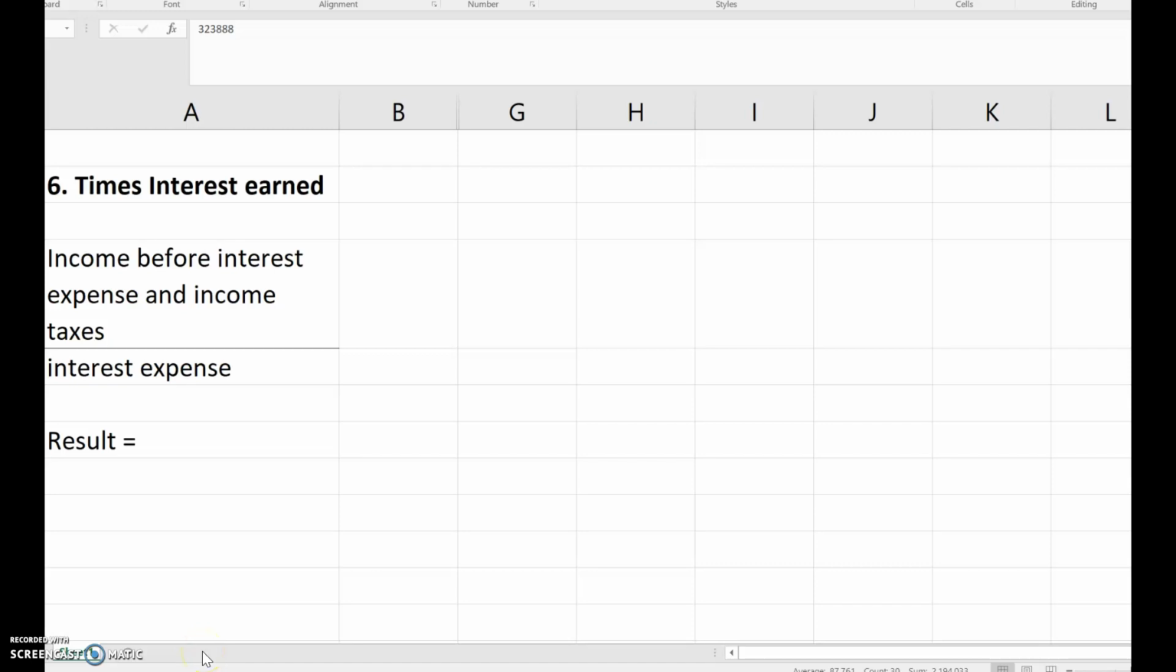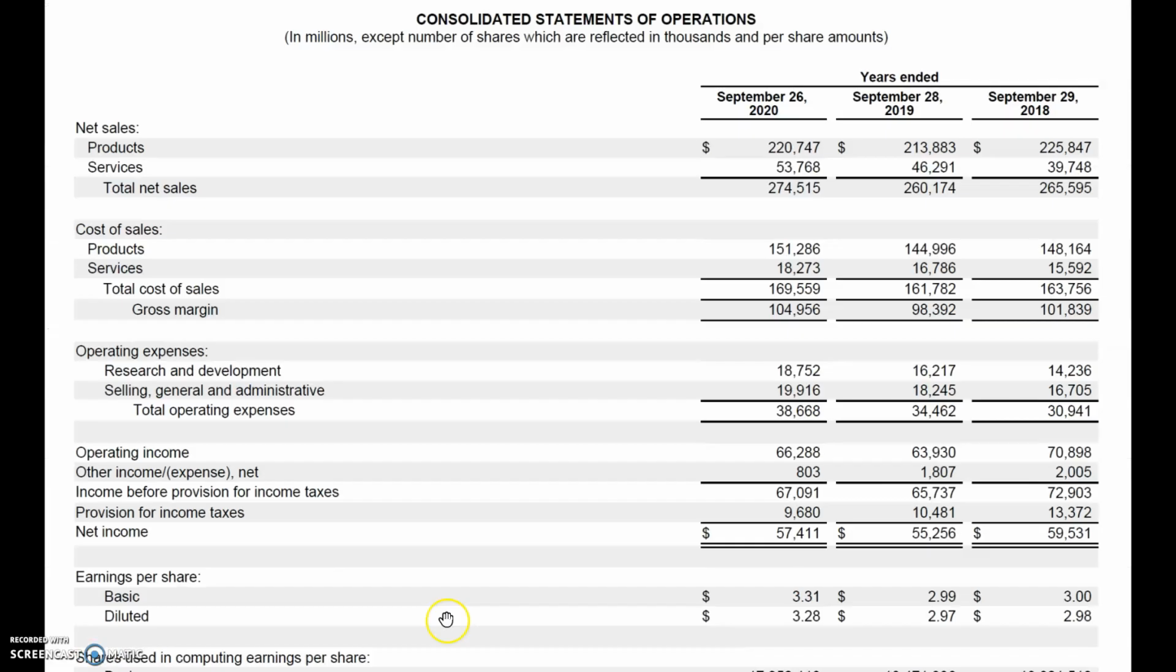The other solvency ratio that we are going to look at is the times interest earned. How many times do our earnings cover our interest expense? How many times over would we be able to pay our interest expense? Because our long-term creditors want to see that we will be able to meet our interest obligations as they come up over the term of the long-term loans. So we take our income before interest expense and income taxes, and then we're going to divide that by the interest expense.